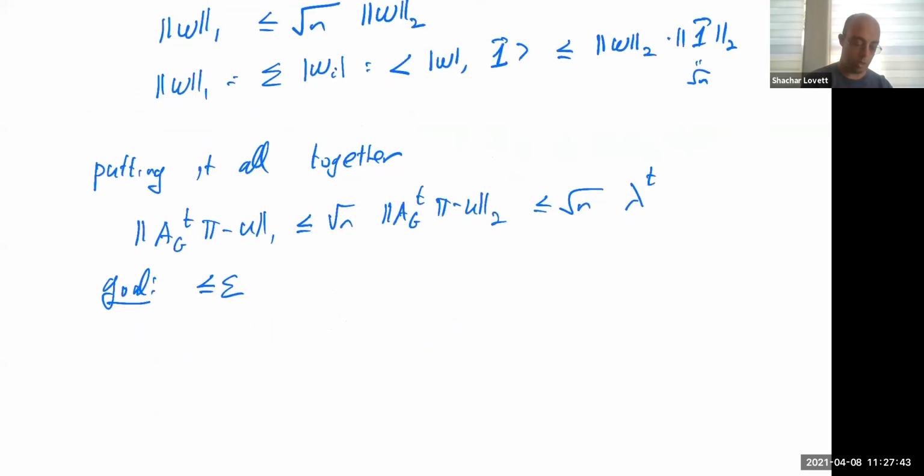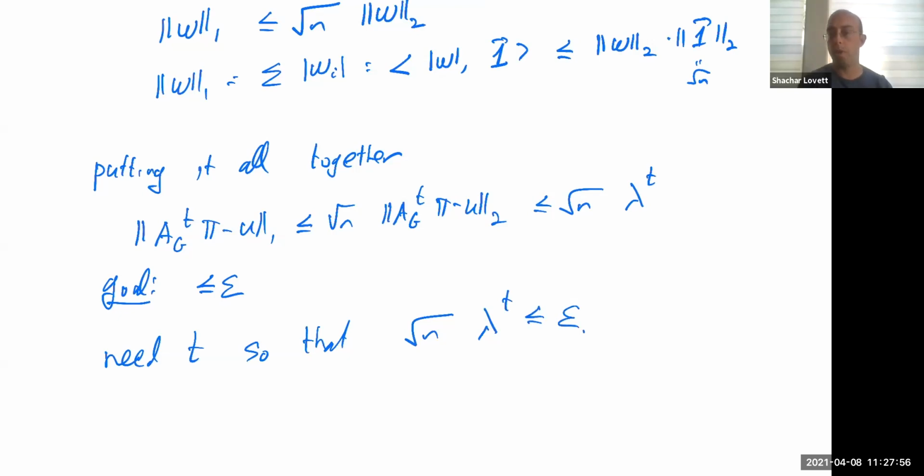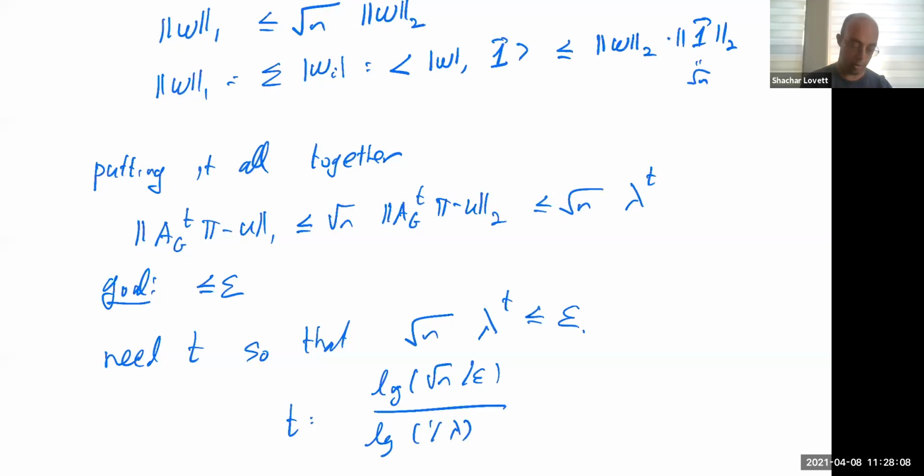So what we need is t such that root n lambda to the t is at most epsilon. If you just solve for this, you get exactly the bound that we claimed. So t is going to be log of root n over epsilon, over log 1 over lambda. This finishes this proof.